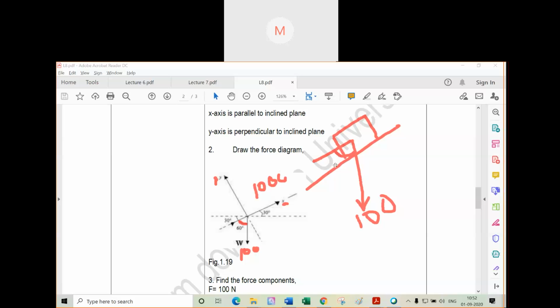This is the theta, right? This is 60. Can anyone say what this will be? Cos. Good, very good. Cos. This will be what? This is cos.